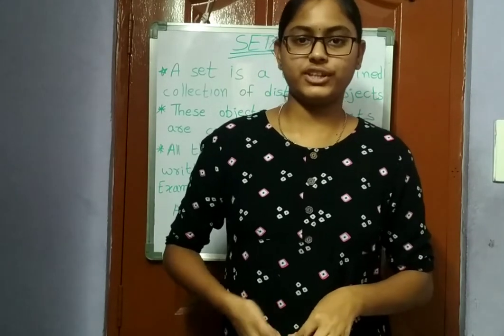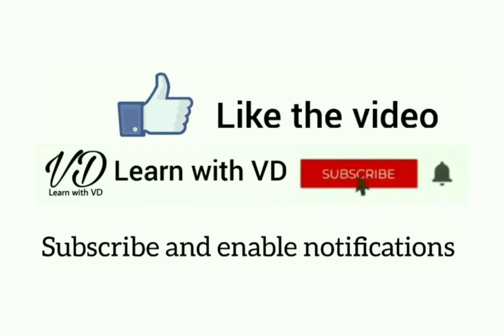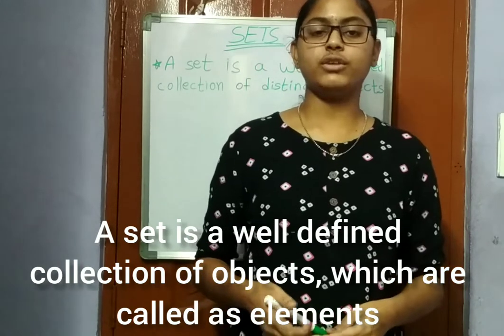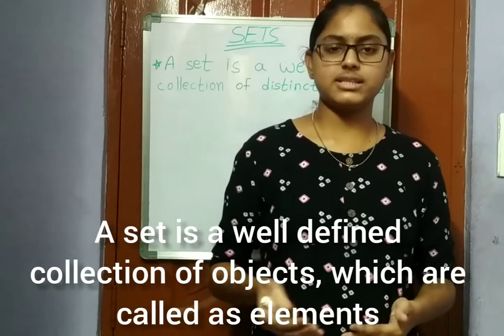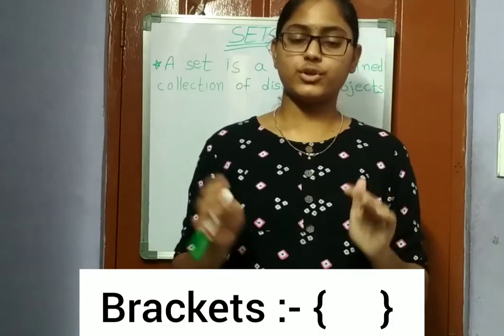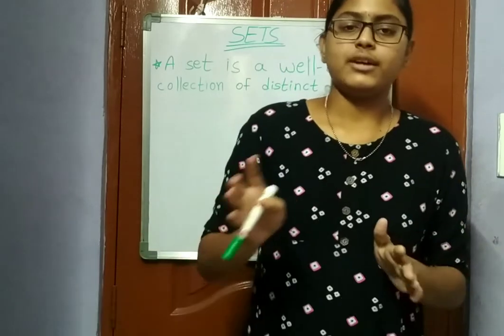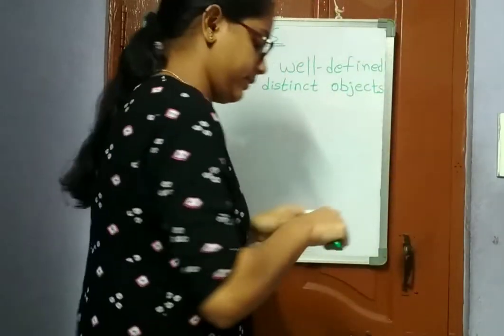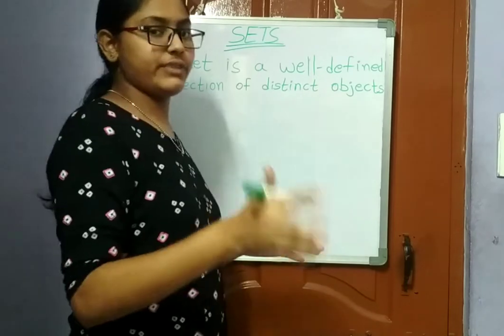The topic of today's video is sets. A set is a well-defined collection of objects. These objects are called elements. A set is written by enclosing all its elements in a bracket. For example, let us consider a set of first 5 prime numbers.